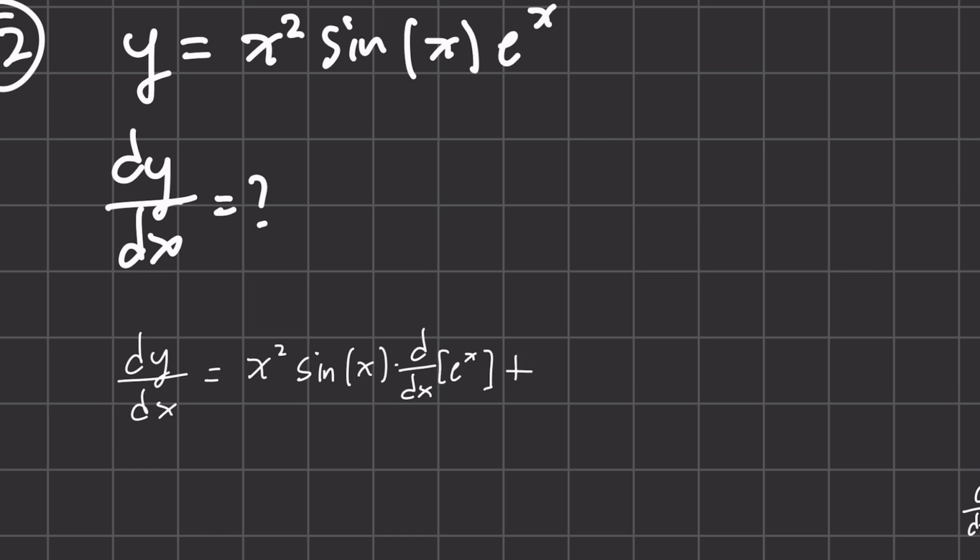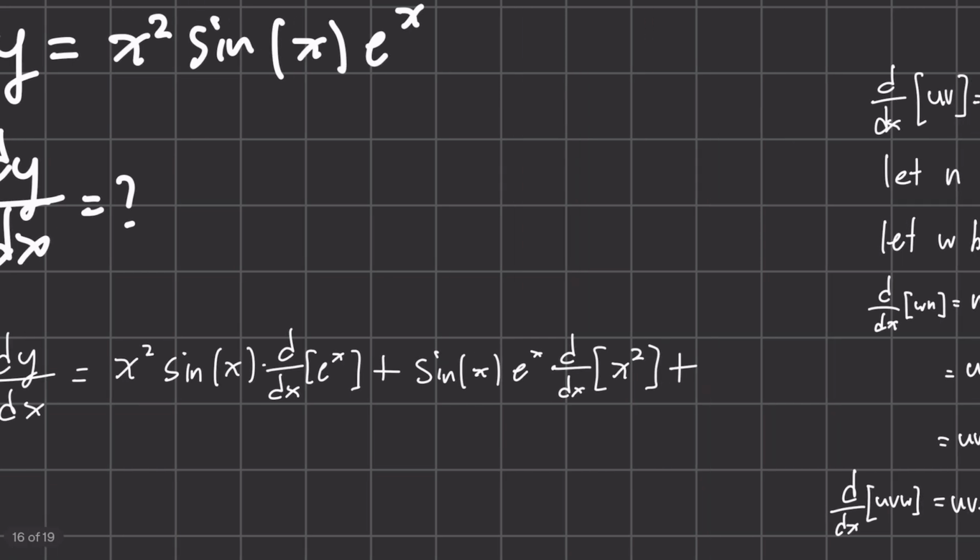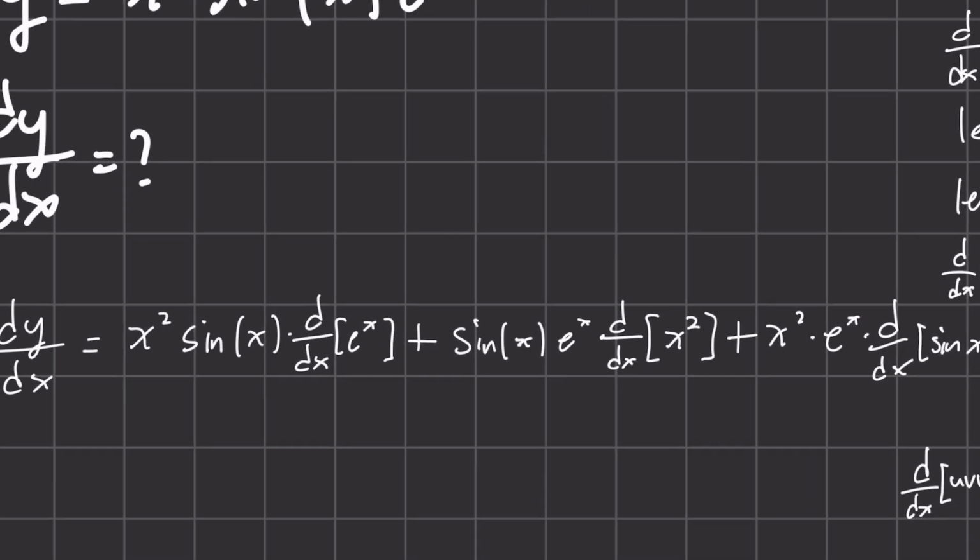It's going to be this plus our last two functions. It doesn't really matter in what order you do it, but it's going to be sine x e to the x times the derivative of our first one, plus, finally, the first and the last function, which is x squared times e to the x, multiplied by the derivative of our middle one, the derivative of sine x.